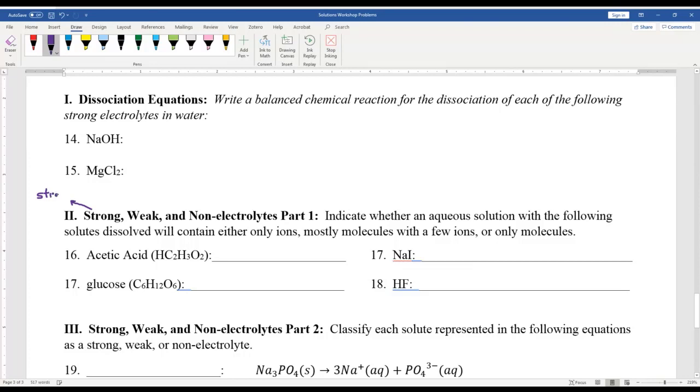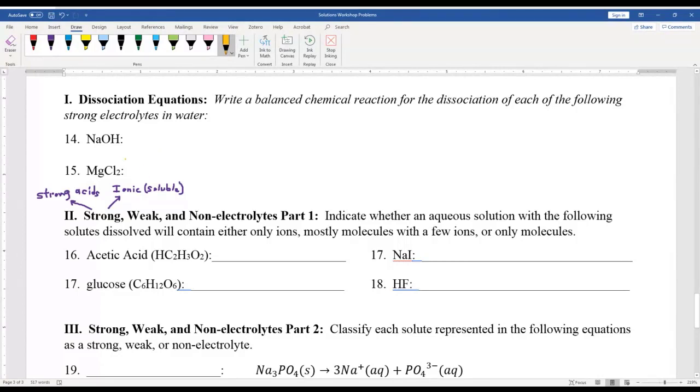I don't know if you know your strong acids yet, or if you've memorized them. But yeah, strong acids are strong electrolytes and ionic compounds. Those are the only strong electrolytes there are. And I should emphasize that the ionic compounds do need to be soluble, because there are some ionic compounds that are not soluble and therefore they would not be strong electrolytes.